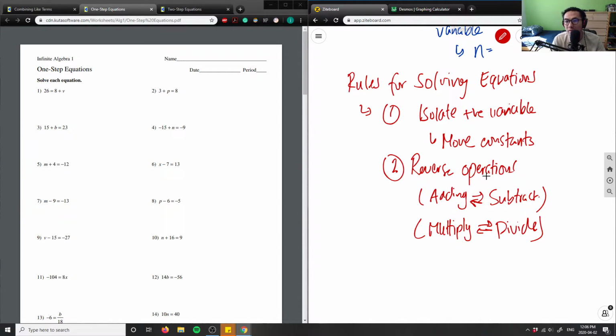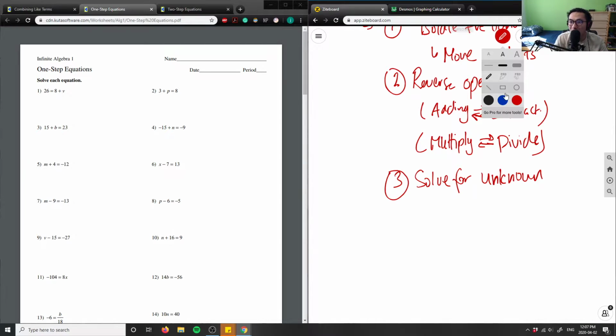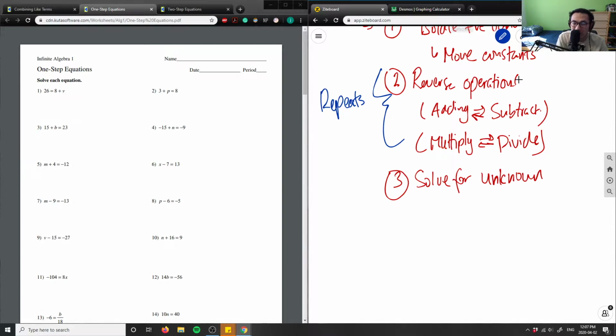So these are the operations we're looking at. If we're adding something, we need to subtract something. If we're multiplying, we need to divide, and vice versa for both of them. So reverse operations, and then we simply solve the equation. Step 3 is solve for the unknown. Sometimes step 2 might take a bit longer. Sometimes it's one step, hence why we call it a one-step equation. Some have multiple steps, but we basically repeat this step until we isolate the variable.